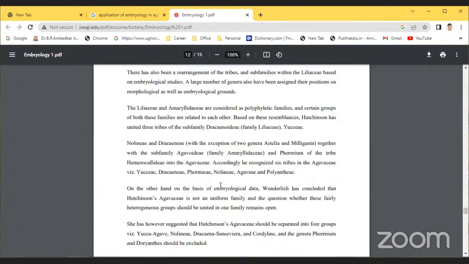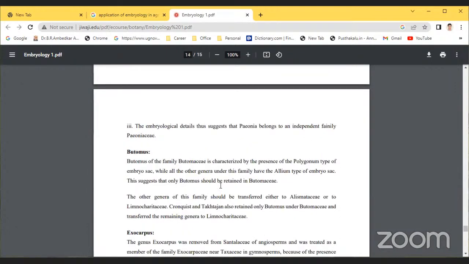So these are already covered. Next we will discuss applications of embryology in agricultural practices.